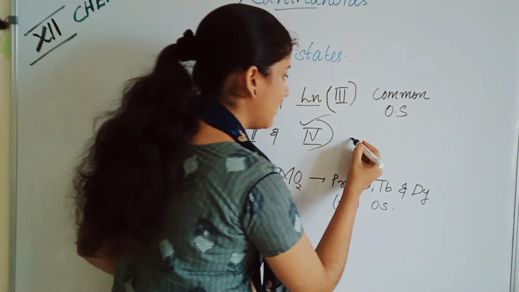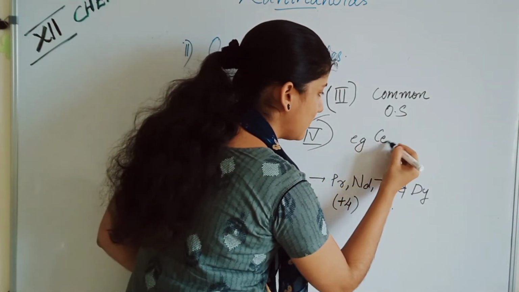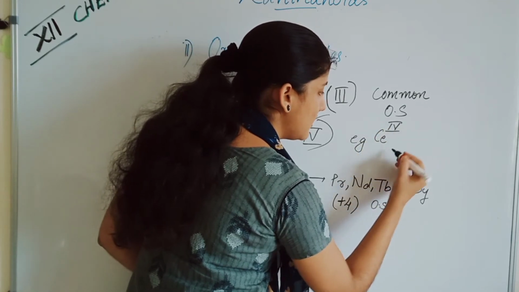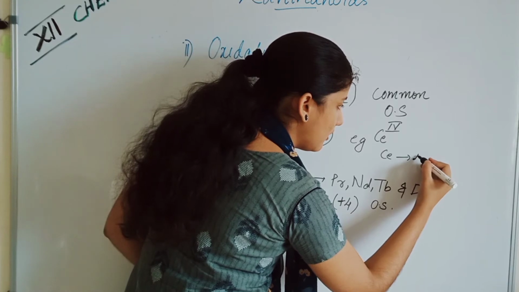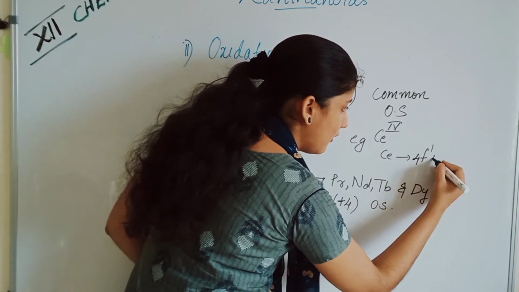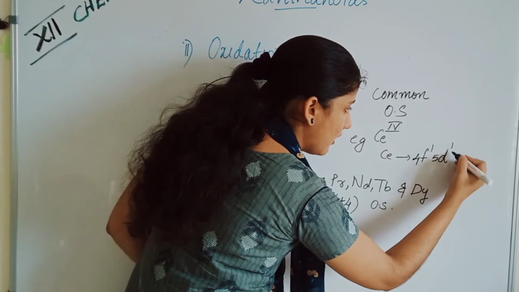For example, consider the case of cerium 4+. The original configuration of cerium is what? 4f1 5d1 6s2.